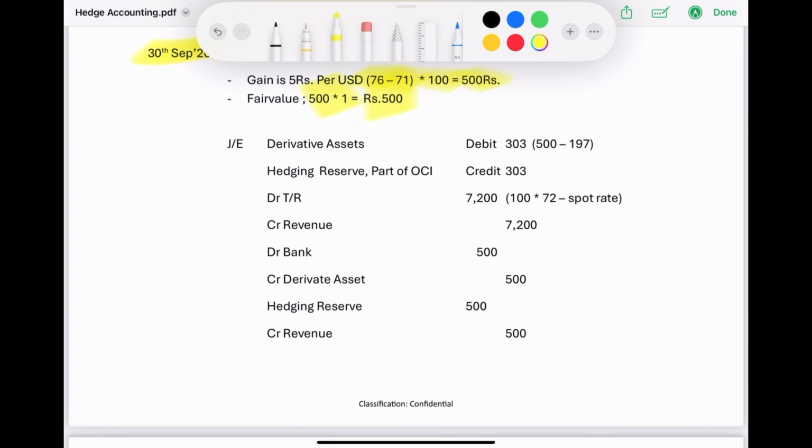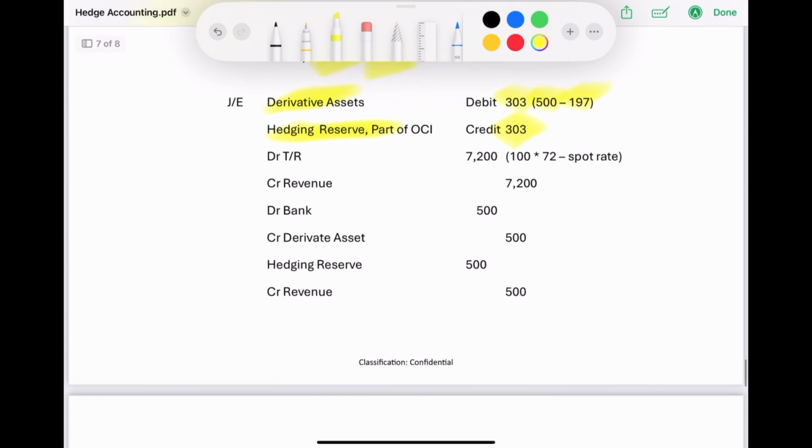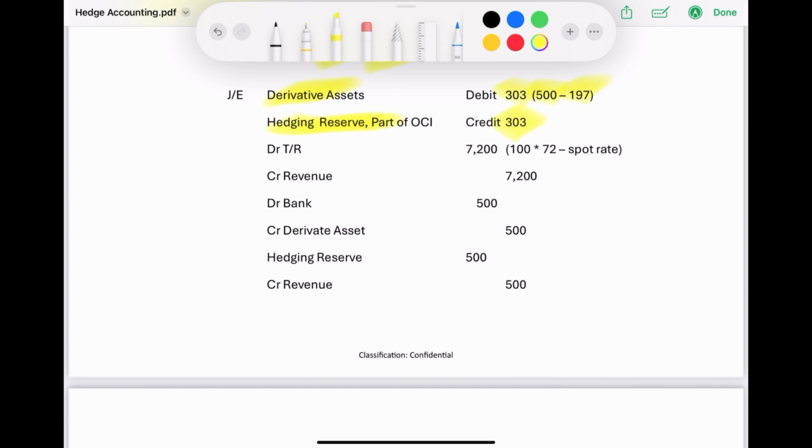Okay, so now you have to account for the derivative assets and then account for the realization of the sale proceeds. For the derivative assets, since it continues to be a profit, you are debiting the derivative assets and then creating the reserve through OCI for the 303 rupees, because out of 500, 197 you already made the entry in the last quarter. For the remaining you are making the entry now. Okay, then for the sales you have to debit the trade receivables and credit revenue, and this should be done at the spot rate at the time of the transaction. That's what Ind AS 115 talks about.